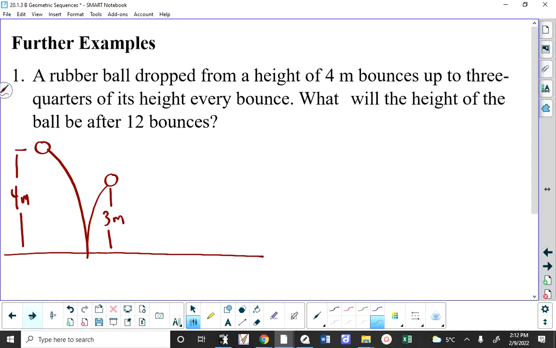And then it falls again, and it bounces, and what I would like you to do is calculate the height, and we can go in decimal form here. That's okay with a word problem. I would like you to find the height that it will bounce to after that bounce. And if my math in my head is correct, I'm getting 2.25.